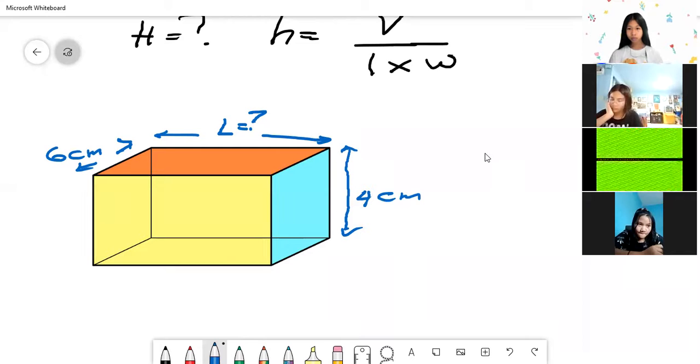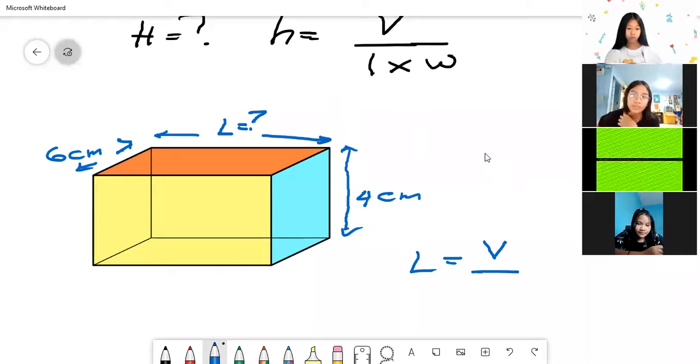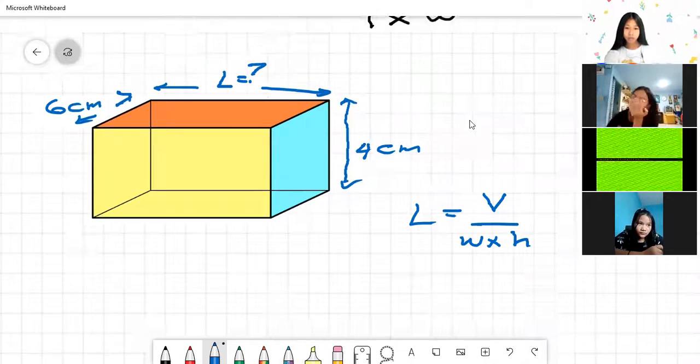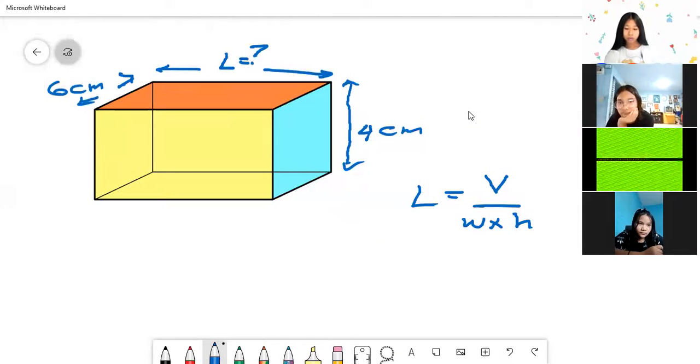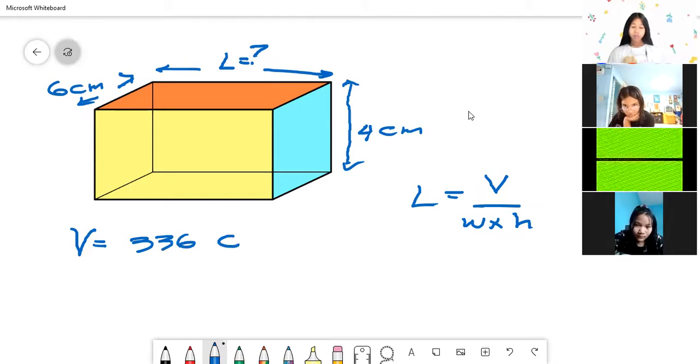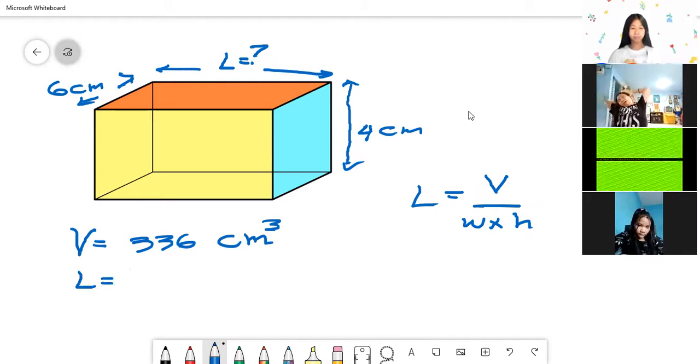Okay, how to find that one? Length is equal to volume over width times height. That is how you find the length. Now, you need to read first. The volume of the cuboid is 336 cubic centimeters. Its breadth or width is 6 centimeters and its height is 4 centimeters. Find the length of the cuboid.